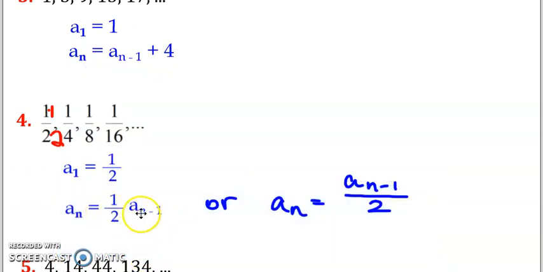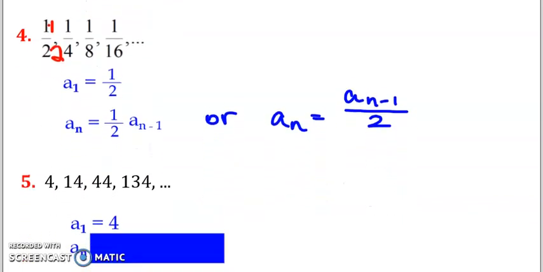So 1/2 times the previous term, or what you could also say is take your previous term and divide it by 2. These two pieces are saying the exact same thing, just different notation. So please keep that in mind.